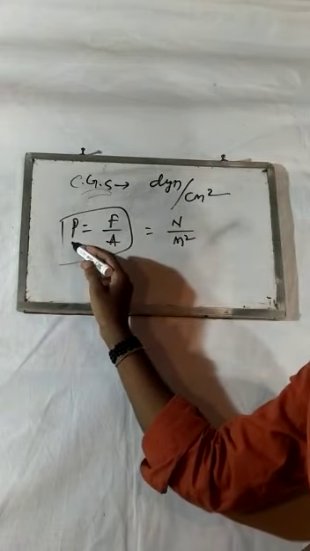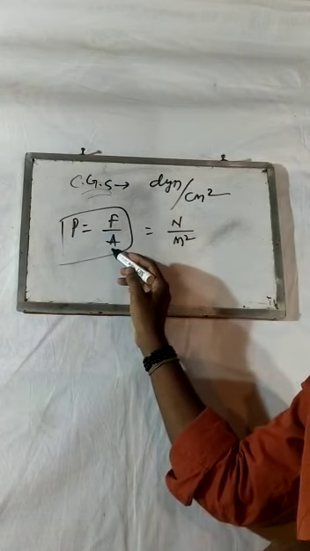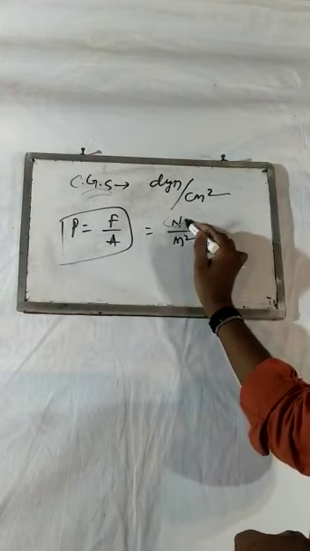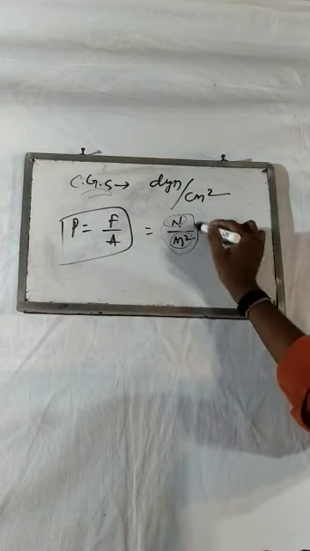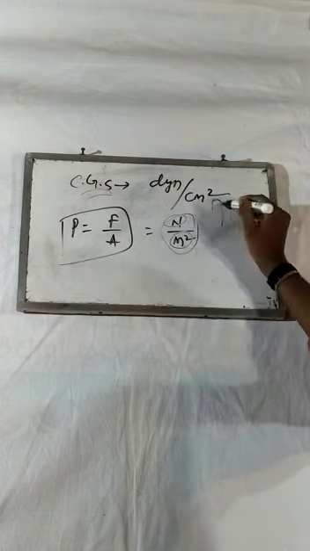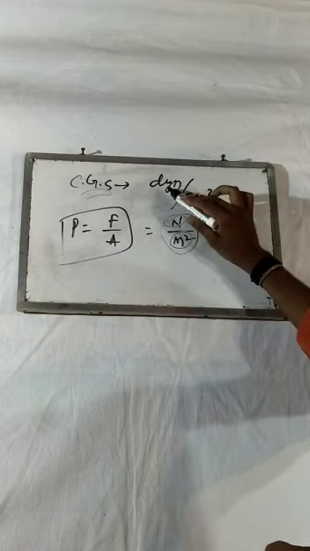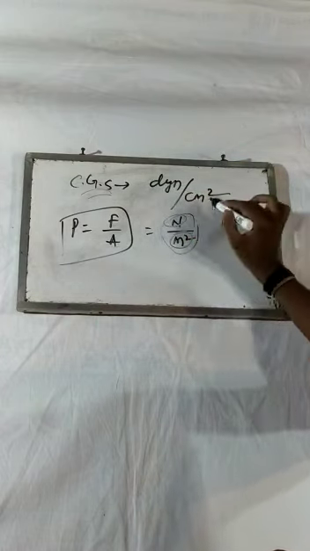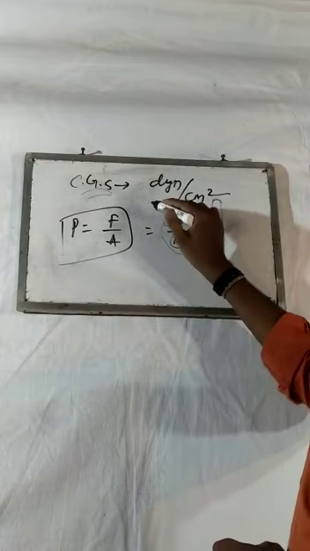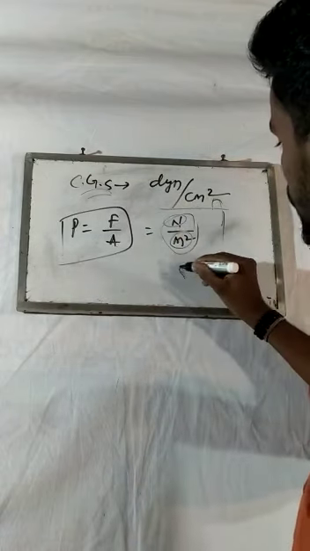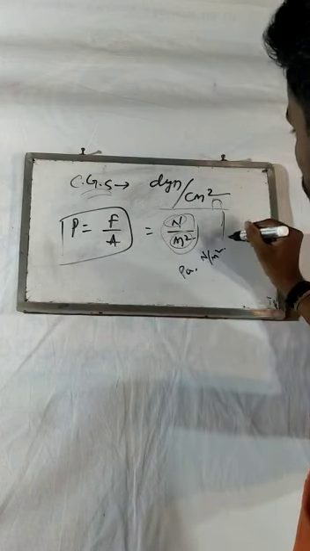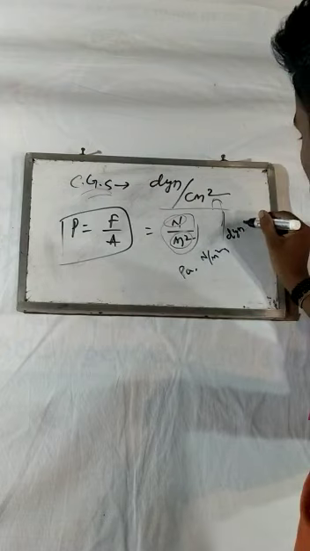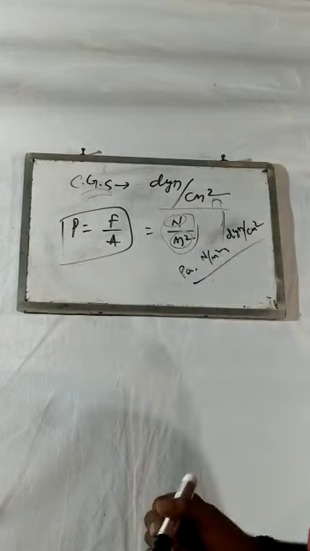As we know, the pressure formula is pressure equals force per area. So what is the SI unit of force? Newton. And what is the SI unit of area? Meter square. So Newton per meter square is also a unit of pressure. In the CGS system, the unit of force is dyne and the unit of area is centimeter square. So there are three units of pressure: Pascal, or Newton per meter square, or in the CGS system dyne per centimeter square. Please note down the three units of pressure.